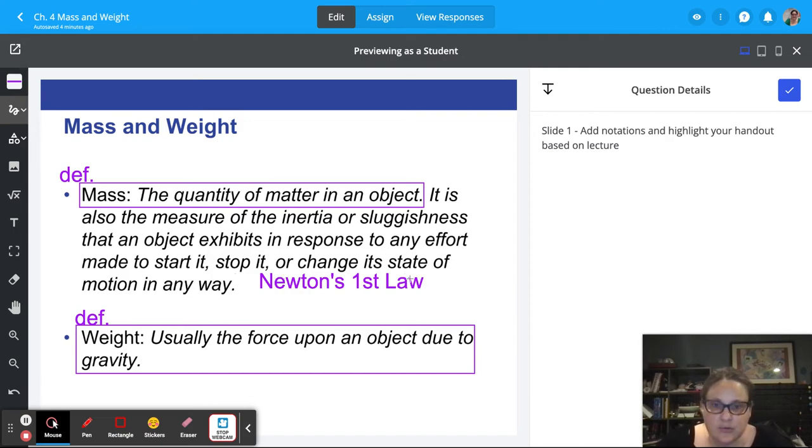So on your notes, you're going to add Newton's first law, just as a reminder that that is what it's talking about. So when we measure inertia, we typically measure the mass when we're talking about motion in a straight line. We have a later definition of inertia that's a little bit different, but we'll be getting into that later on.